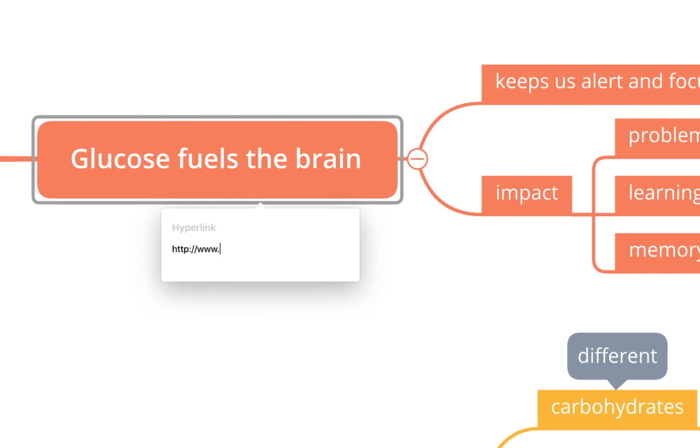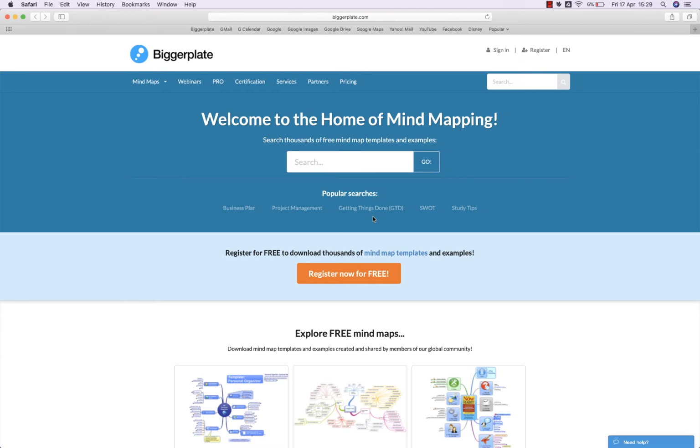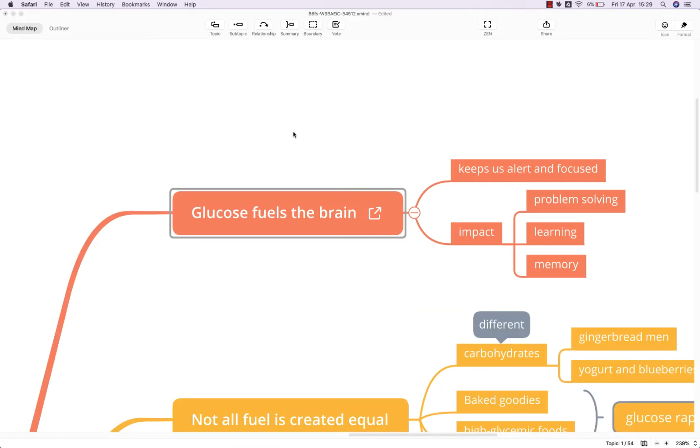So let's say www.biggerplate.com. If I then press enter, that adds this icon to your topic. Now, if I click on this, it'll automatically open up the relevant website. In this case, this lovely Biggerplate website. So we'll get rid of that. And to get rid of this hyperlink, simply right click on it and click delete.